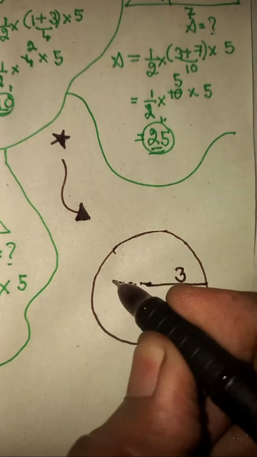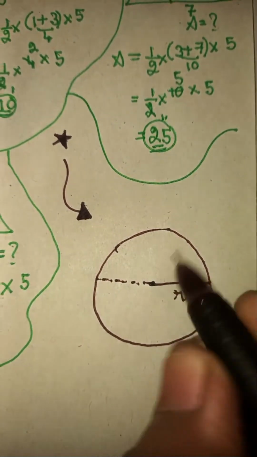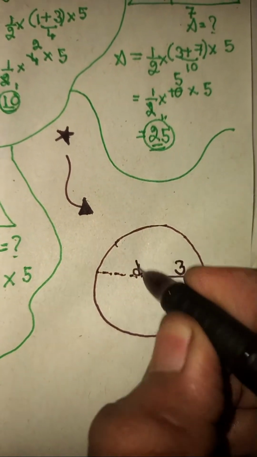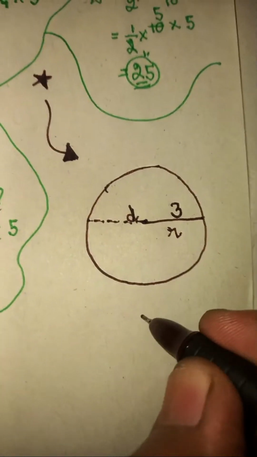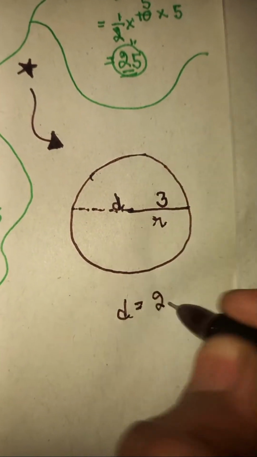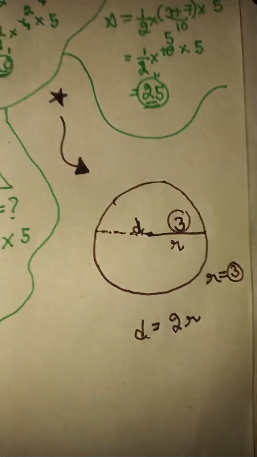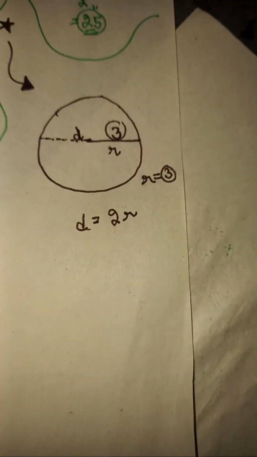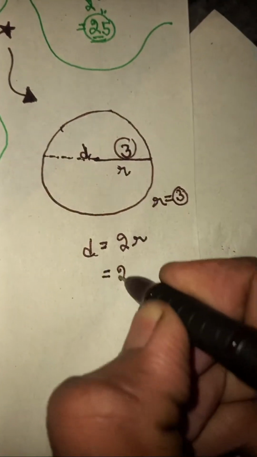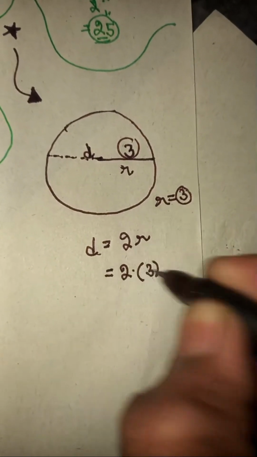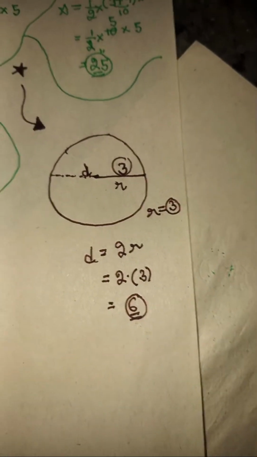And if you again join that center and extend this line to another point, this complete thing becomes the diameter. Diameter is always 2 times the radius. Here the radius equals 3 units. Therefore, the diameter is 2 times the radius, so it's 2 times 3, which is 6 units. That's the diameter.